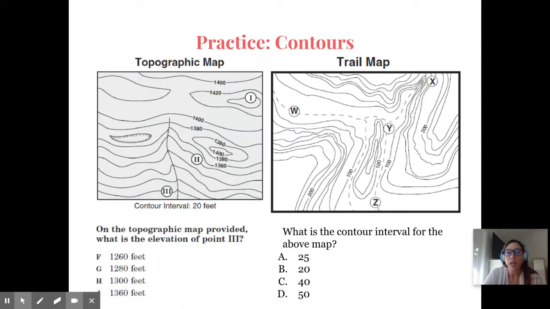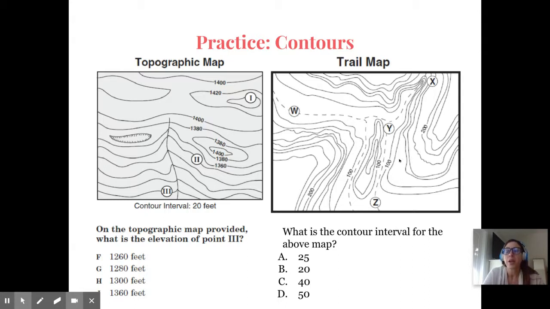So now we need to find two index contours. Here's one and here's the other. Now we're going to look at how many lines we have in between. 1, 2, 3, 4. So there are 4 in between.